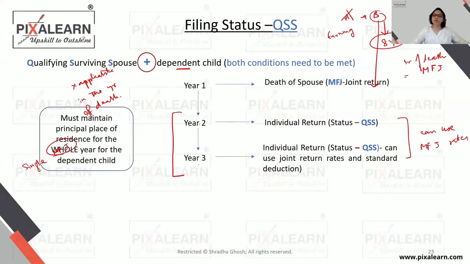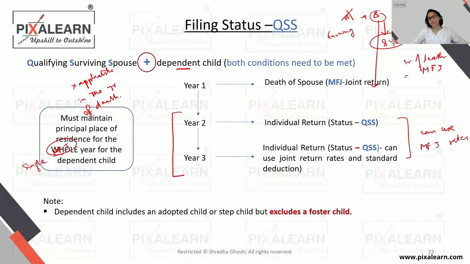And how would you prove that? Because you've maintained your house, which for the entire year was a principal place of residence for your dependent child. Now, what do you mean by that? Can I send a child to boarding and say that that person is a qualifying surviving spouse? The answer is yes. If you were the guardian and if your home address was given as the home address of the child in the school. So in that case, for the entire year, you have maintained a house which was a principal place of residence for the dependent child. Please remember this child.